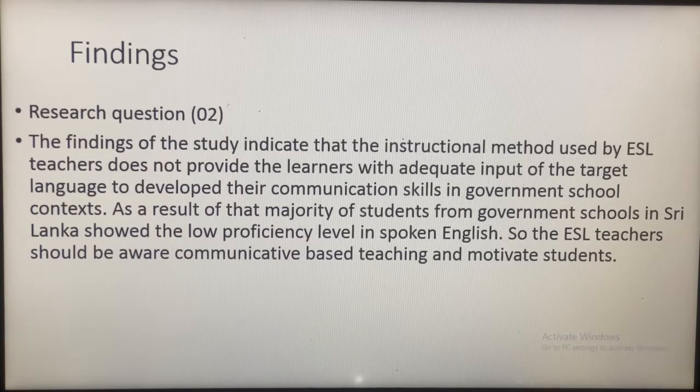And findings for research question 2. The findings of the study indicate that the instructional method used by ESL teachers does not provide the learners with adequate input of the target language to develop their communication skills in the government school context. As a result, the majority of students from government schools in Sri Lanka showed a low proficiency level in spoken English. So the ESL teachers should be aware of communicative based teaching and motivate students.